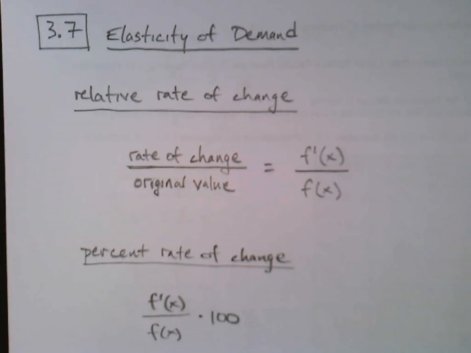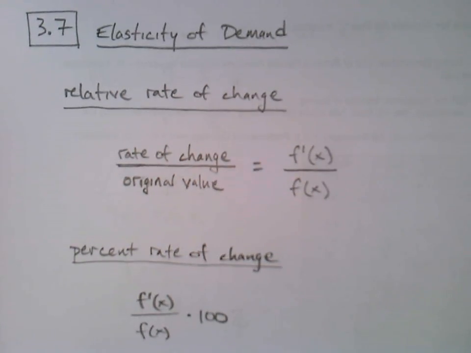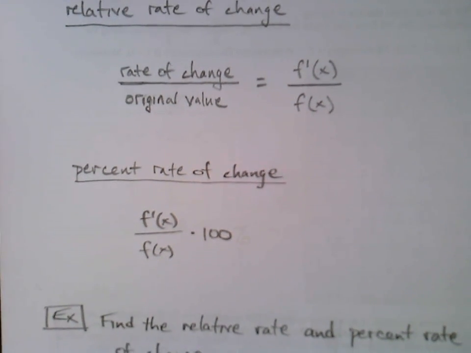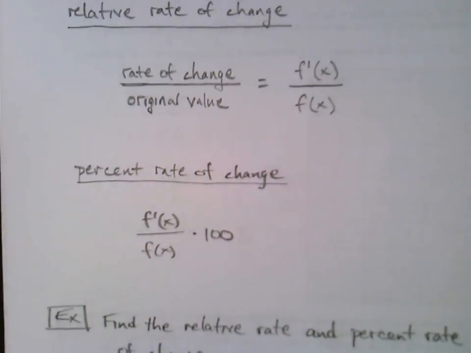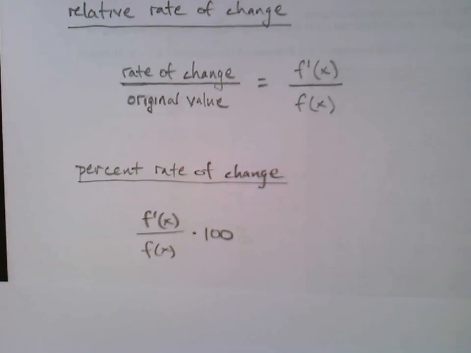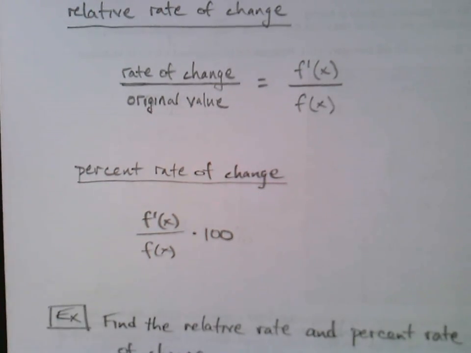Okay, so we've got a nice formula for it: the derivative divided by the original function. There you go. Hand in hand, before we get to an example, we'll think, what is the percent rate of change? Well, take the relative rate of change. That will be some kind of decimal value. If we multiply it by 100, we can turn it into a percent. Okay, makes sense.